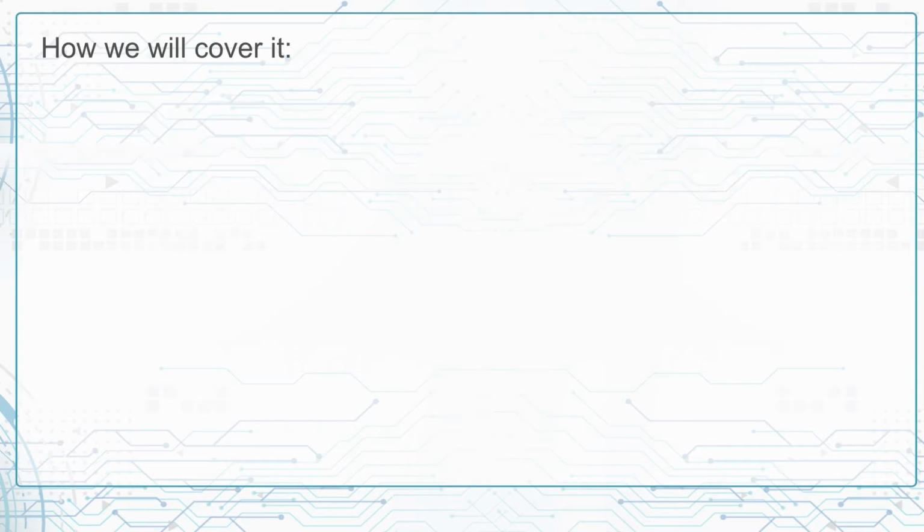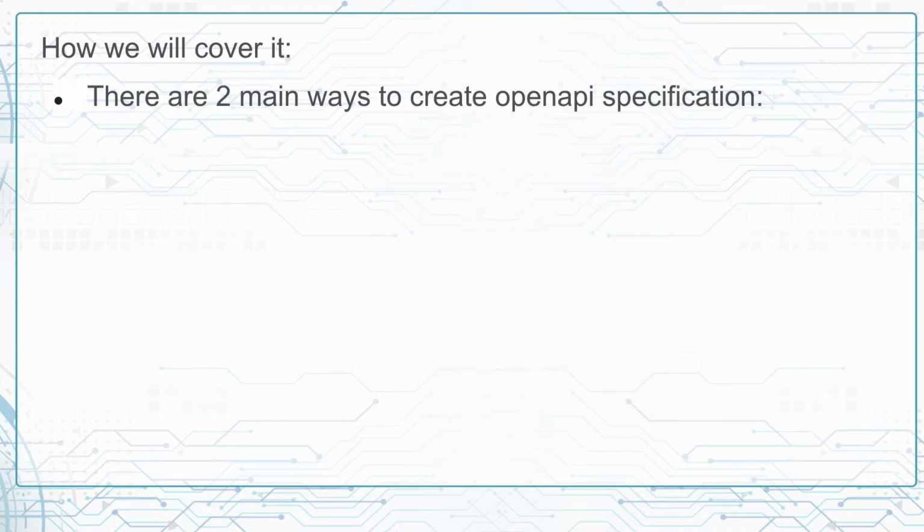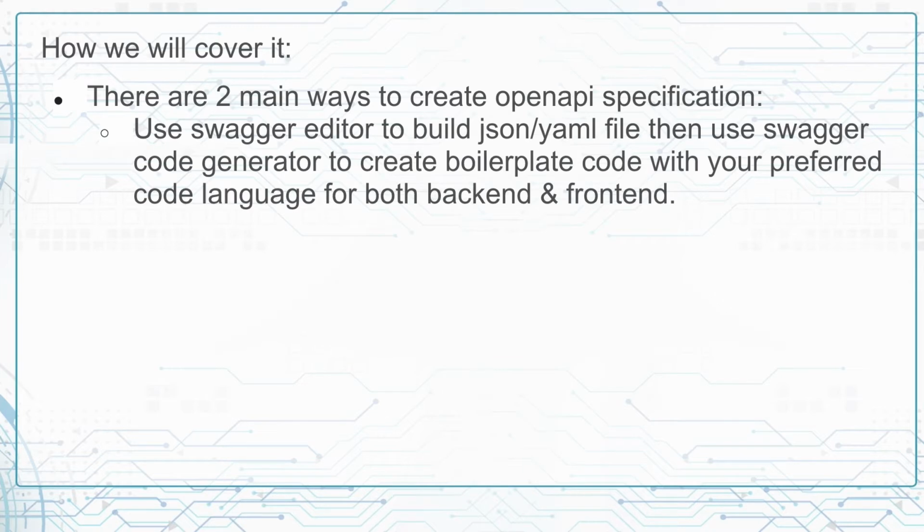Okay, now how will we cover this subject or this crash course? There are two main ways to create an OpenAPI specification. The first one is by using the Swagger editor to build a JSON or YAML file, then use Swagger code generator to create boilerplate code in your preferred language for both backend or frontend. So basically, this is the first approach. We open a website, swagger.io. We use the editor over there to start building the schema and building the YAML or JSON file of the OpenAPI specification. Then we generate the boilerplate code for your preferred code language.